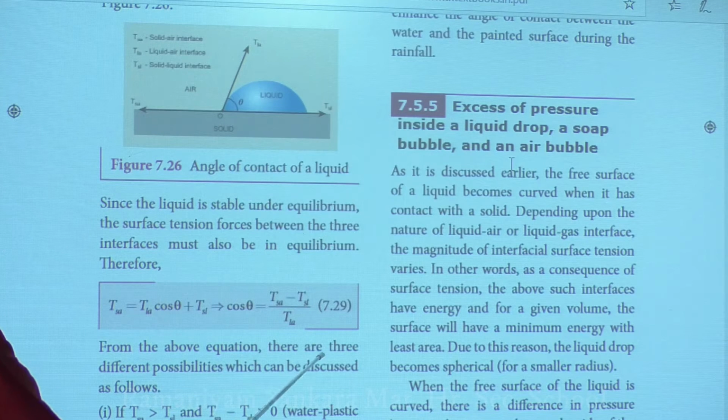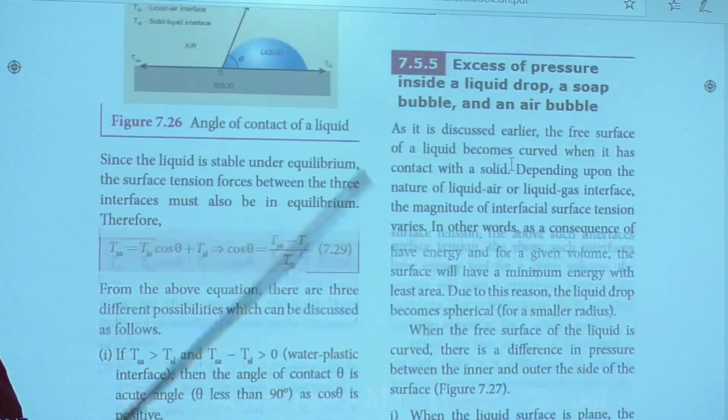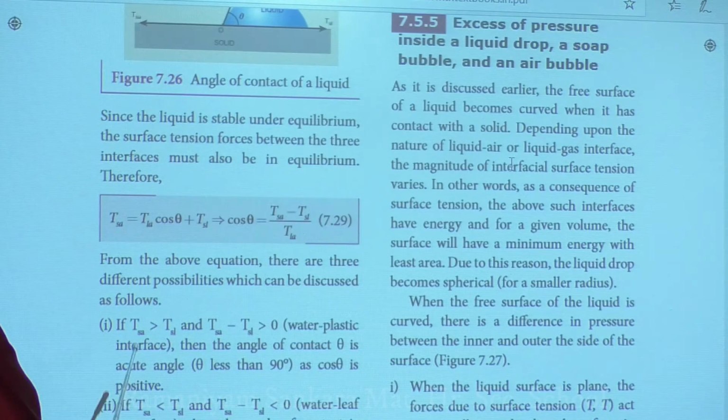Okay. From the above equation, there are 3 different possibilities which can be discussed. One is TSA, solid-air, greater than solid-liquid, that is, solid-air minus solid-liquid is greater than 0, for example water and plastic surface. Then the angle of contact is an acute angle. What is an acute angle? Less than 90 degrees, as cos theta is positive. Sin 0 is 0, cos 0 is 1. So cos theta is positive.